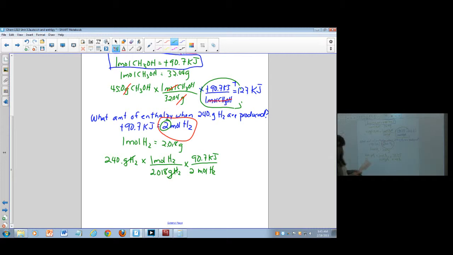And so when you finish this, I got 10,786 kilojoules of heat that is absorbed when this reaction happens. This should be a positive. And I know that's not sig figs, but for now, I don't care.